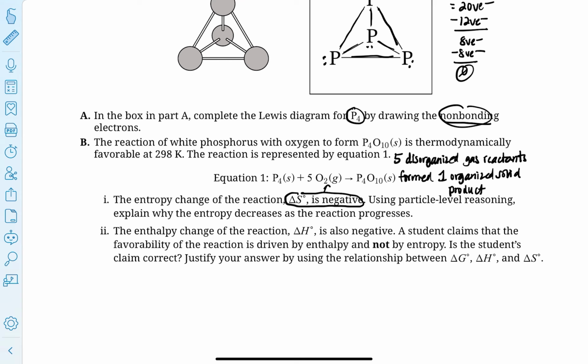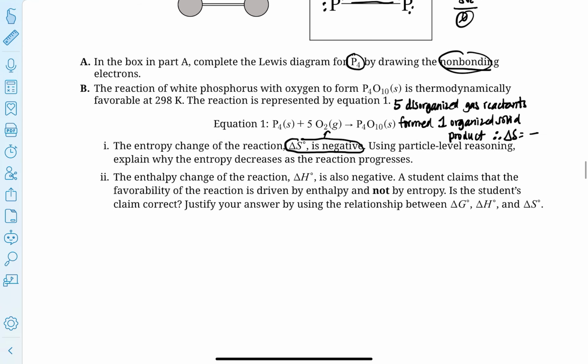And so that's basically what this means. When delta S is negative, my reaction gets more organized or more orderly. If delta S was positive, then the reaction would get more disorderly. So because of how the equation is shown, this verifies that delta S, in this case, does make sense that it's negative because the entire thing is getting more orderly.